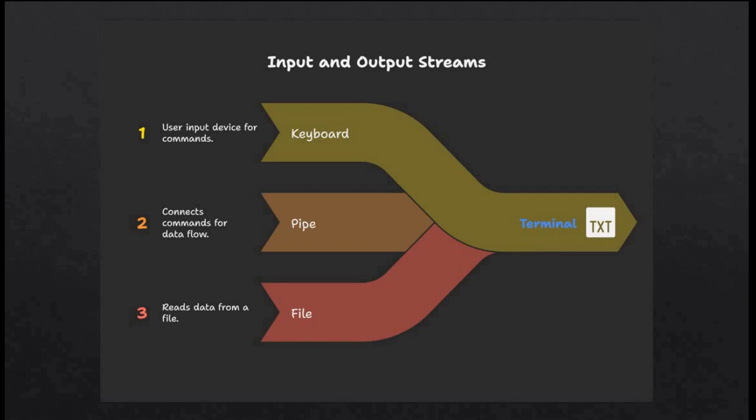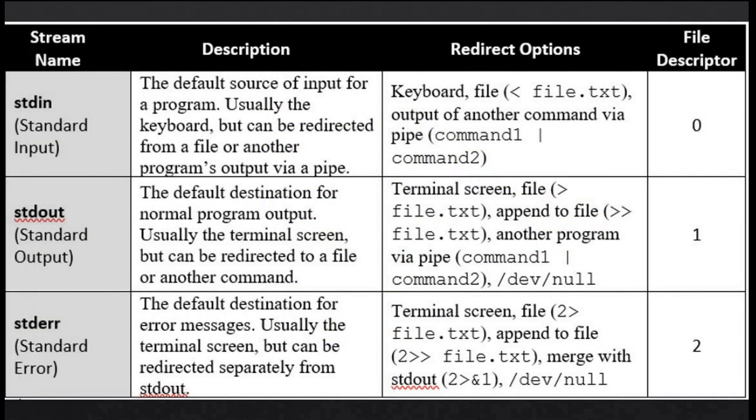I also want to show you this chart that has the standard streams on the left, standard in, standard out, and standard error, and has a description and some of the redirect options, and also the file descriptors, 0 for standard in, 1 for standard out, and 2 for standard error. So you can see each of those columns there. So if you're still a little bit confused about this and you want to understand this better, or just get a summary of what we've talked about, I encourage you to pause the video and check out this table, and hopefully it will help. Well, that is it for data streams, which is part of the command line basics.